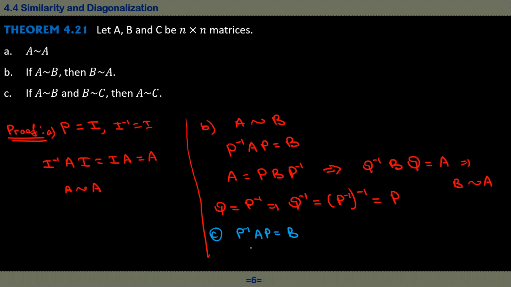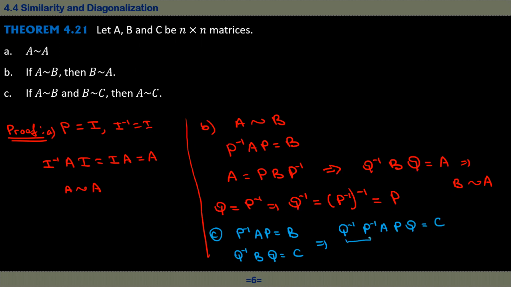And B is similar to C means we have some invertible matrix Q where Q inverse times B times Q is equal to C. So from here, instead of this B, I can substitute that thing because they are equal. So here we have Q inverse, and what is B? B is P inverse times A times P, and here we have Q, which is equal to, on the right hand side, C.